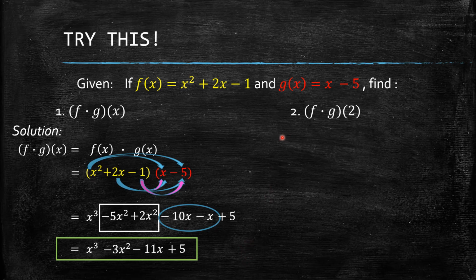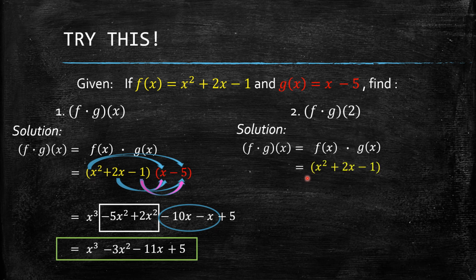Now for number 2, f times g of 2. So we have f times g of x is equal to f of x times g of x. So first is to substitute the values. So we have x squared plus 2x minus 1 times x minus 5. Now, if you can observe, if we follow and find the answer for this one, it will lead us to this answer. So we will have x cubed minus 3x squared minus 11x plus 5.